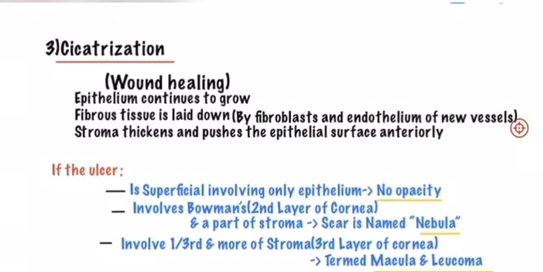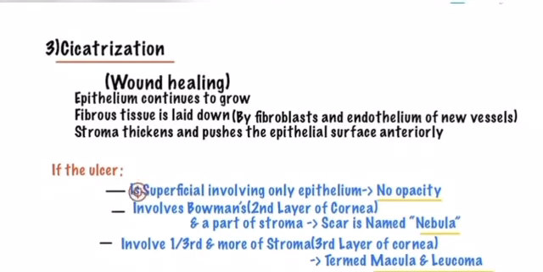You know, like any procedure happening in a wound healing. And then there is stroma, which thickens and pushes the epithelial surface anteriorly. So this is how the third stage also continues, and that's how the ulcer will gradually heal. So what if the ulcer is superficial? So we have talked about the stages through which the ulcer passes. Now we have to also know what if the ulcer is superficial and what if the ulcer is deep.